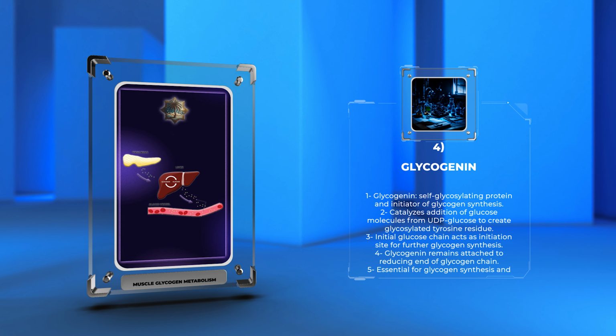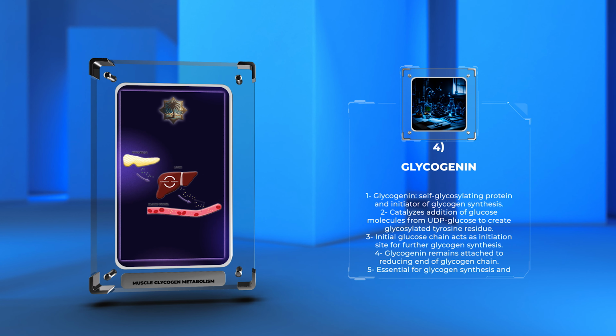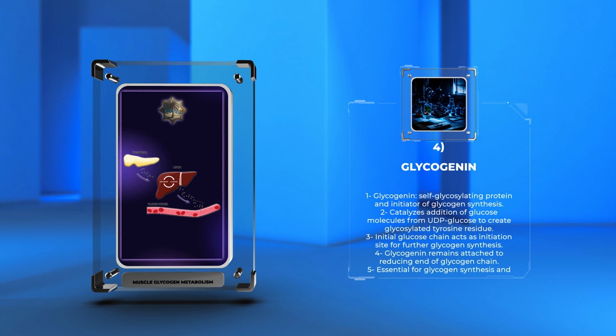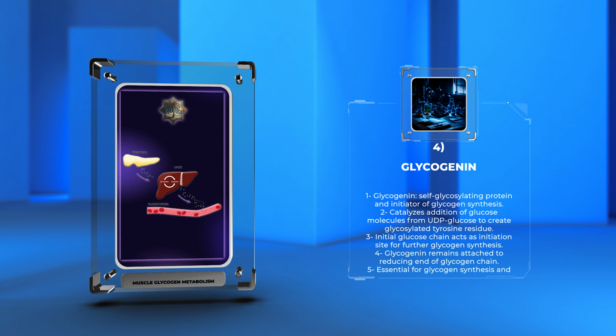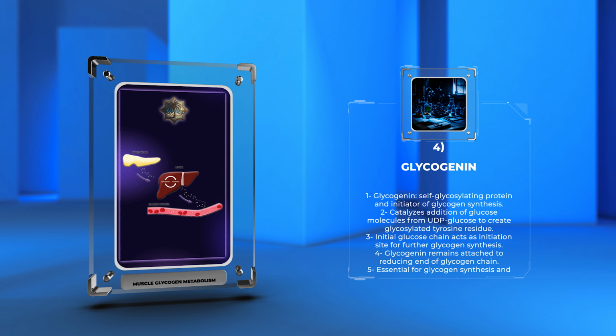Glycogenin remains covalently attached to the reducing end of the glycogen chain and serves as a primer for future glycogen synthesis cycles. As a result, glycogenin is an essential component for glycogen synthesis and maintenance.